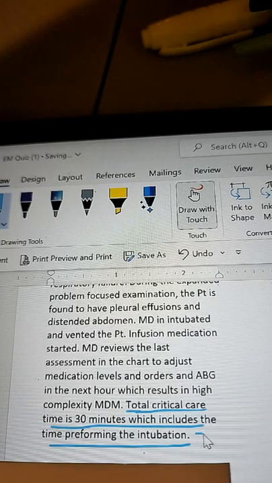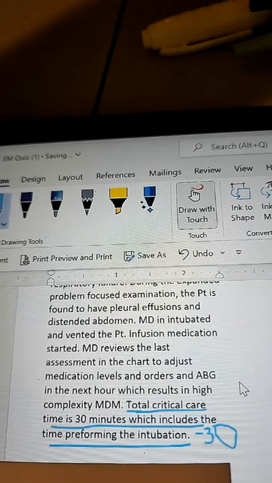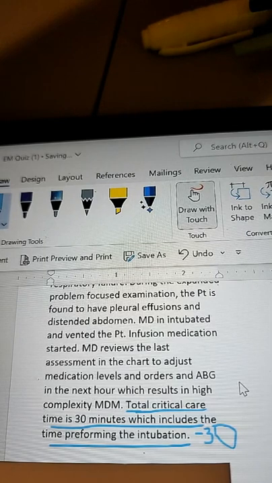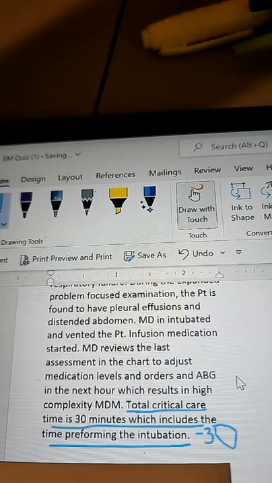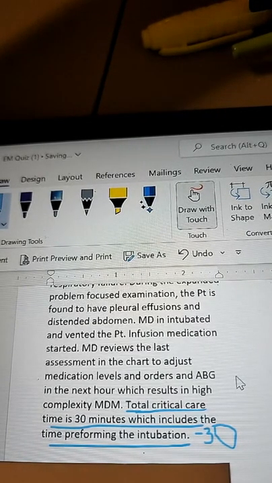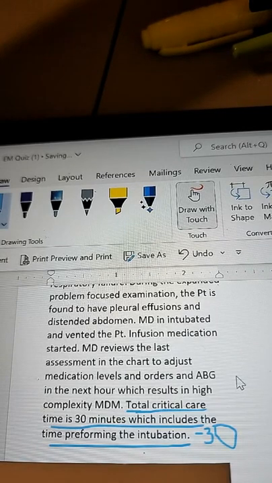So, intubation takes 30 minutes away from any critical care time. You get to bill for critical care time if you had, let's say, an hour of critical care time and you did the intubation, then you get to bill for only 30 minutes worth of time. But if you notice on that chart on page 33, it says less than 30 minutes. Use the appropriate E&M visit.